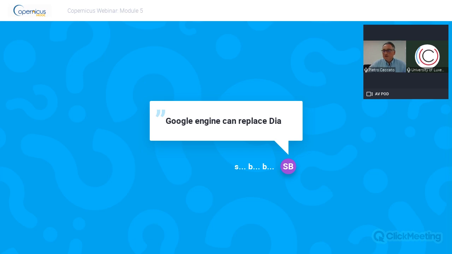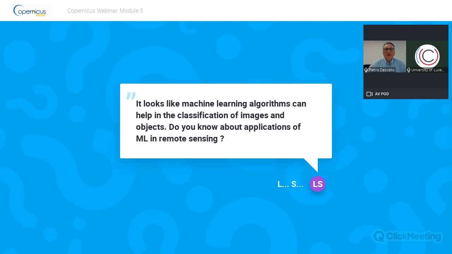Okay, so it's time for the last question about machine learning, I think. Yes. Okay, it looks like machine learning algorithm can help in the classification of images and objects. Do you know about application of machine learning in remote sensing? Yes.